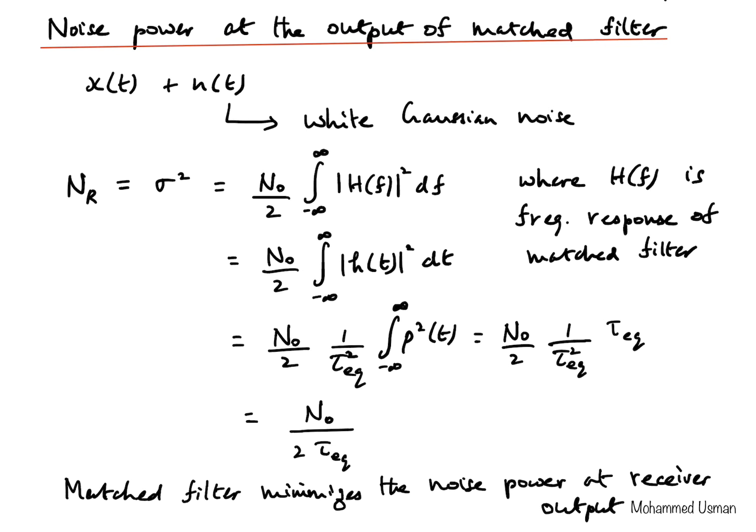So that's the minimum value that we can have, and that is given by this expression N naught by 2 times tau equivalent, where tau equivalent is nothing but the energy of the pulse. So the integral of p squared of t, the energy of the pulse, represents the tau equivalent.